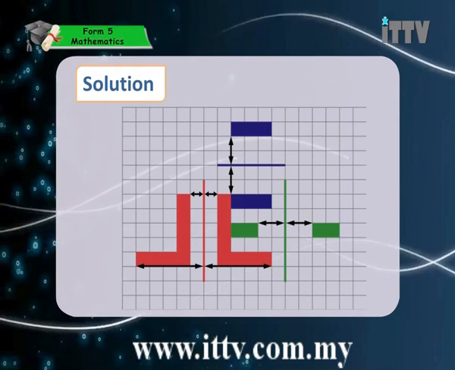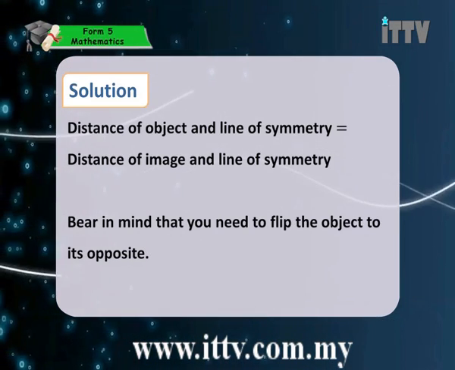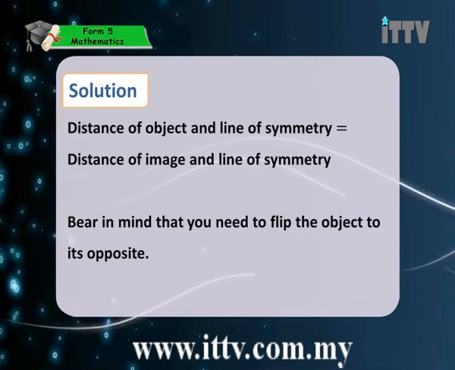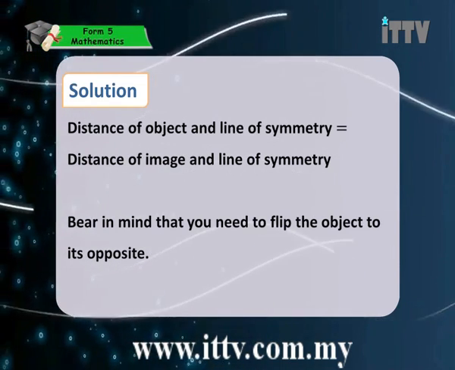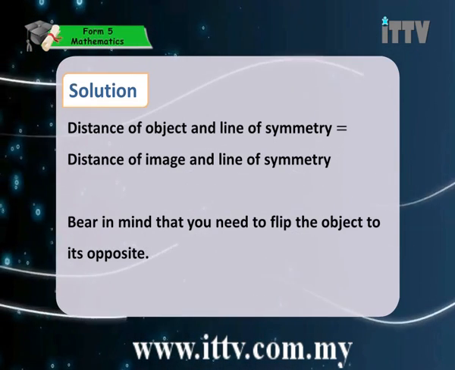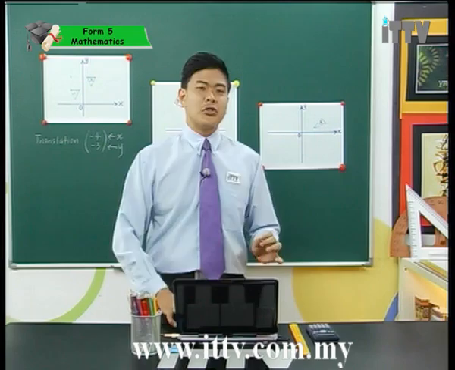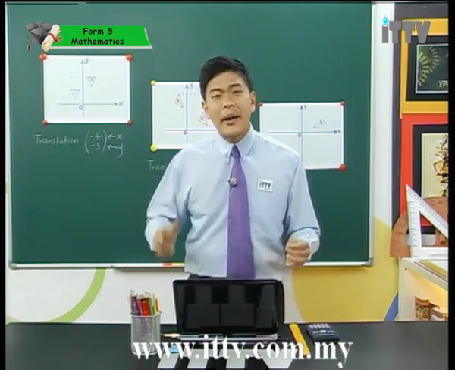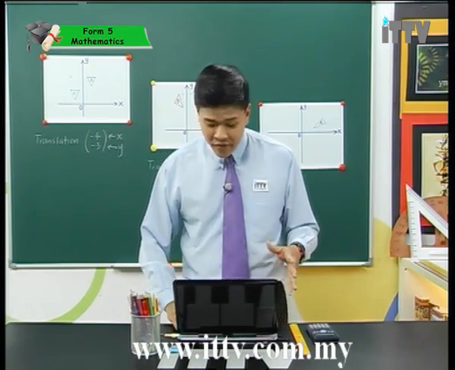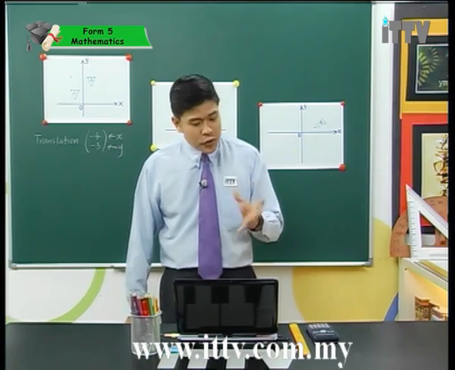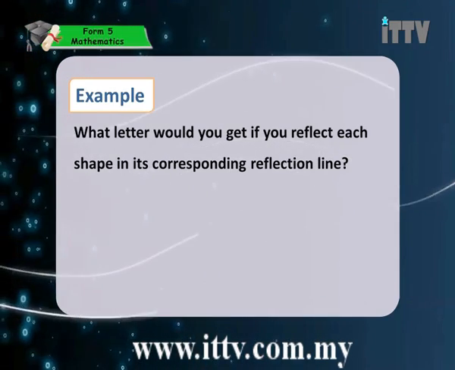Alright, so everything is pretty clear. This is what the reflection effect does. So one thing to remember is this. The distance of object and line of symmetry equals the distance of image and line of symmetry. Alright, it is called equidistant in other words. So bear in mind that you need to flip the object to its opposite. Alright, so just remember, you're actually flipping it. So imagine flipping across a certain line. That is what is called a reflection. Alright, next example also similar. Take a look. What letter would you get if you reflect its shape in its corresponding reflection line?